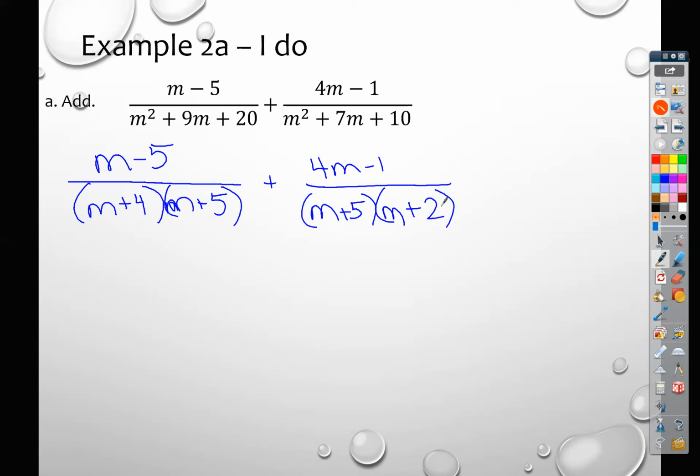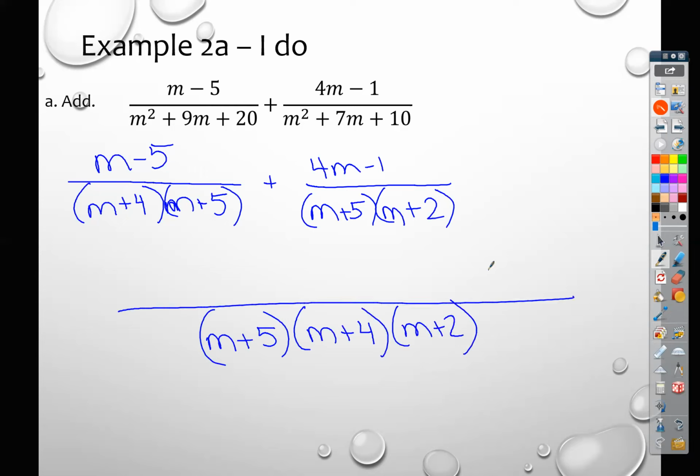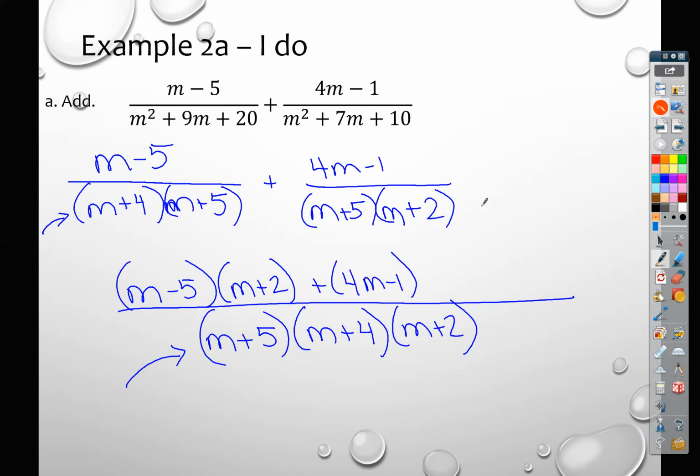All right, so looking at these, my common denominator, they have the m plus 5 in common, but there's also an m plus 4 and an m plus 2. Now, what do I need to multiply to m minus 5 to get the least? What do I have to multiply to this denominator to get this one? I'm missing the m plus 2, right? Okay, what do I need to multiply to 4m minus 1? So what am I missing from this denominator to get this one? The m plus 4.